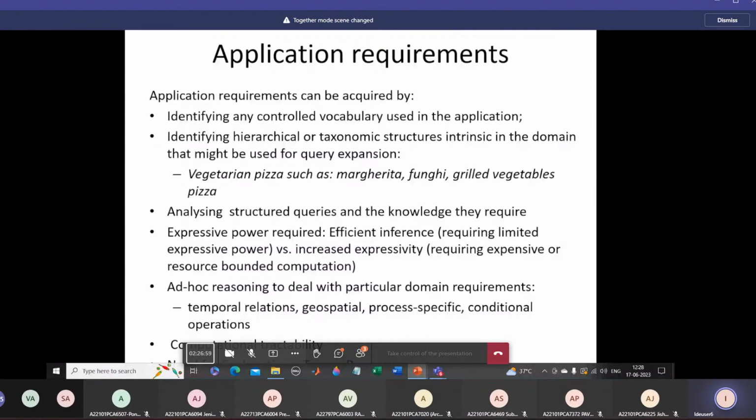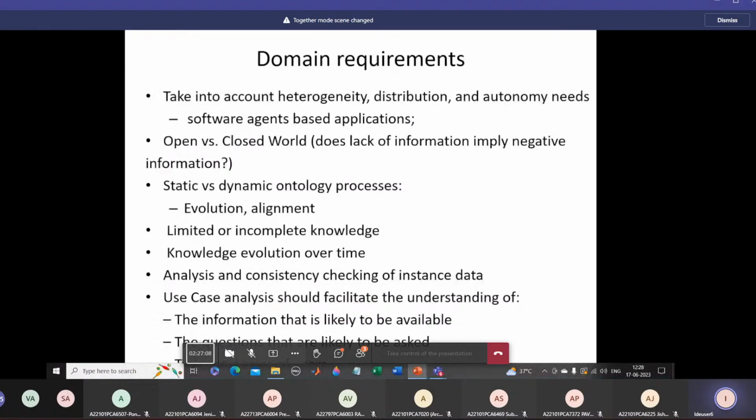Okay, then you should have some expressive power. Then you should have some reasoning. And you should have this computational traceability. And in the domain requirement, you have to take into account heterogeneity, all those things. And we have static versus dynamic ontology process, and either limited or incomplete knowledge. And what is the evolution of knowledge over time, and the analysis and the consistency, and use case analysis. All these are the domain requirements.